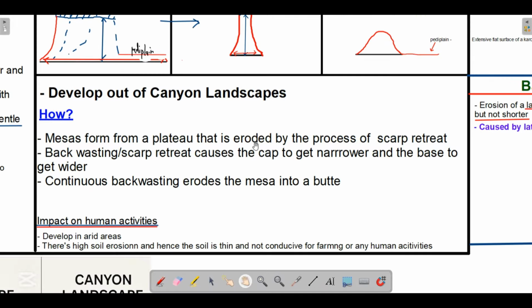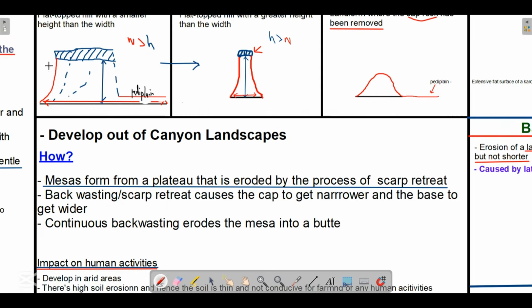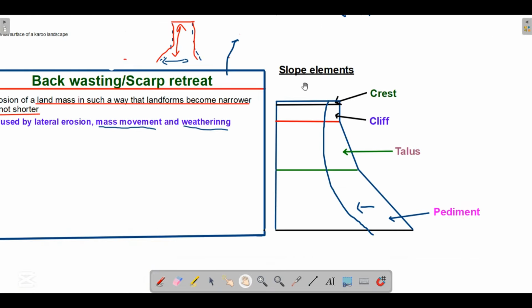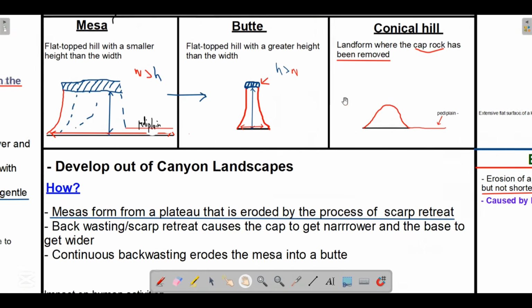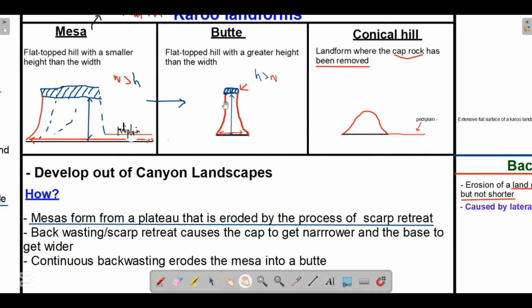Now we're saying that the Karoo landscape or the Karoo landforms develop out of canyon landscapes, and they love to ask how. How do Karoo landscapes develop out of canyon landscapes? First things first, the mesa forms from a plateau that is eroded by the process of scarp retreat. As I said, guys, for you to have a mesa, you have to have a plateau, and that plateau has to undergo back wasting or scarp retreat, such that it becomes narrower and narrower, from being very wide to being a mesa, and the mesa constantly undergoes back wasting to form a butte, and so on, to form that hill.